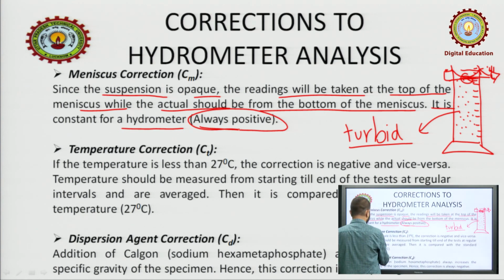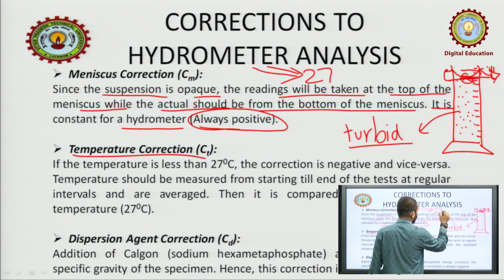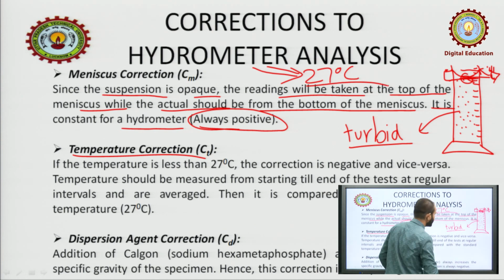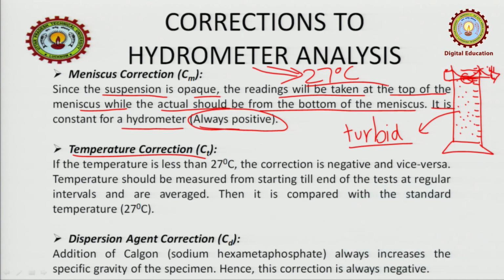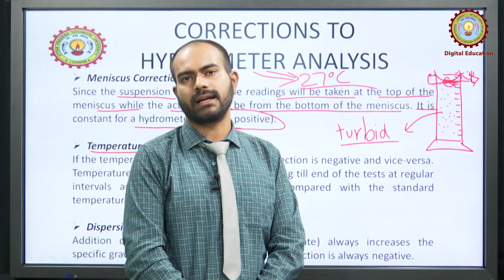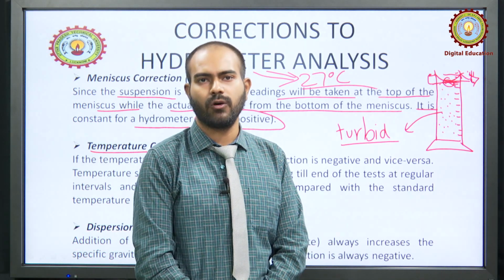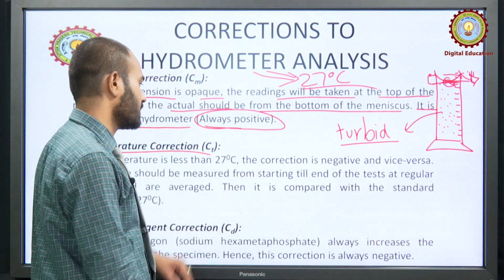Now temperature correction. What is temperature correction? Actually, these analyses or experiments are carried out at 27 degrees centigrade. This is the standard condition for temperature, but there can be different conditions, and it may not be that you are always carrying out your experiment at exactly 27 degrees. So it may be higher than that or lower than that. So in that case, you have to provide the temperature correction.